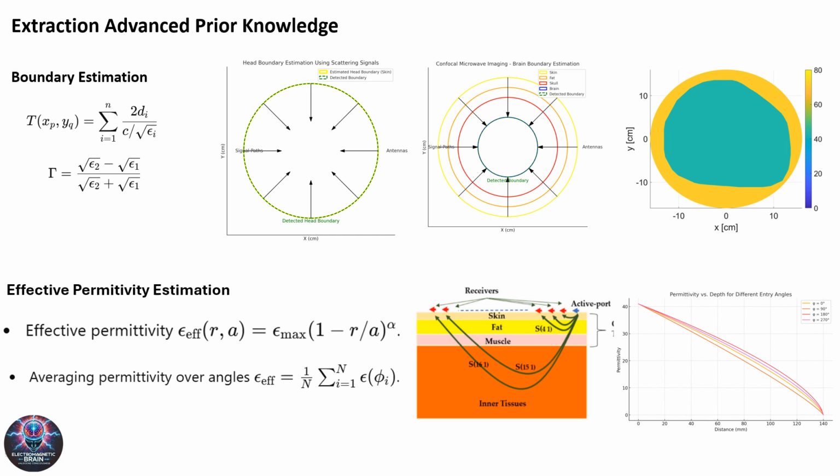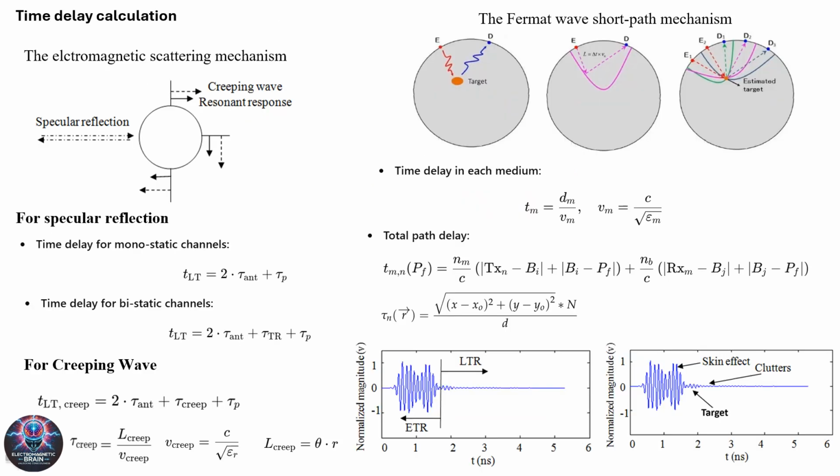In summary, this slide explains how boundary estimation and permittivity estimation are combined to enhance microwave imaging, allowing for better detection of tissue boundaries and more accurate reconstruction of internal head structures based on the varying permittivity of different layers. In microwave brain imaging systems, understanding and calculating time delays is essential for creating accurate images of the brain's internal structures.